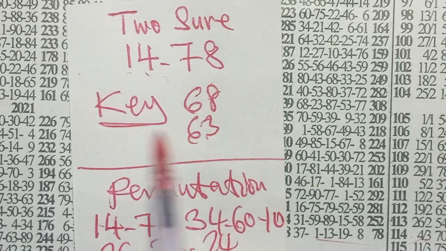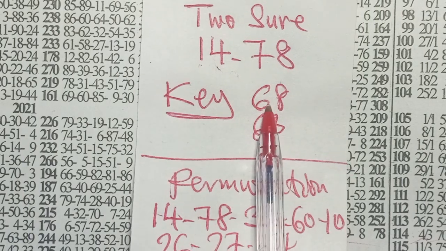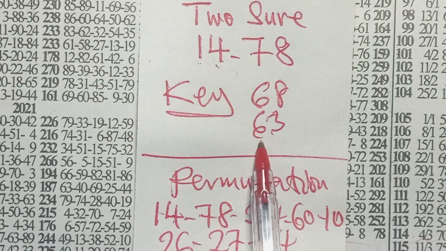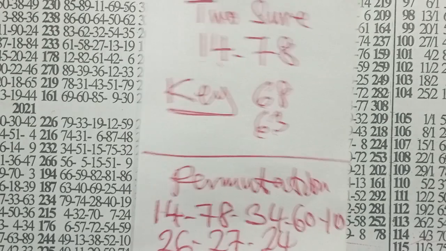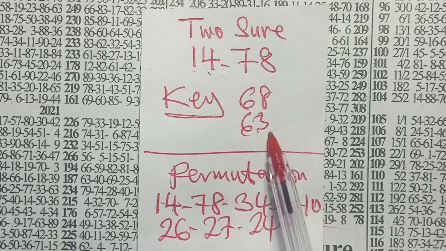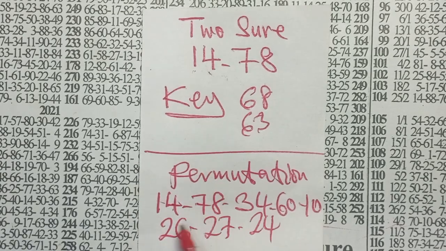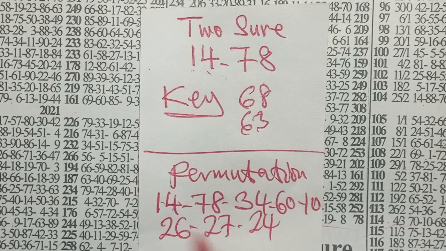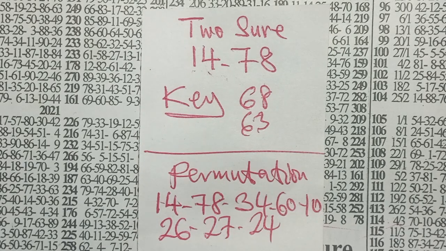So when you see that number 68 has dropped in any of the 590 lottery systems, and the next result drops 63 among the winning numbers, right? So this will provide you two direct serial numbers, 1478, and also a permutation of eight numbers: 1478, 34, 60, 10, 26, 27, and 24 will be your entire serial numbers as your permutation numbers, all right?